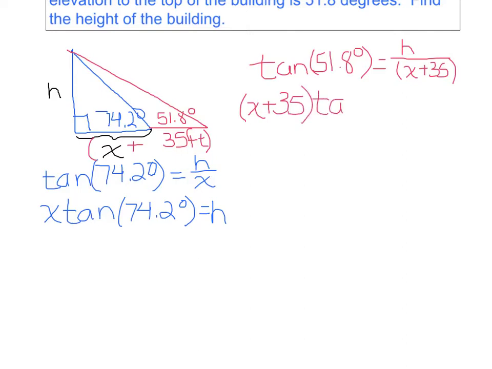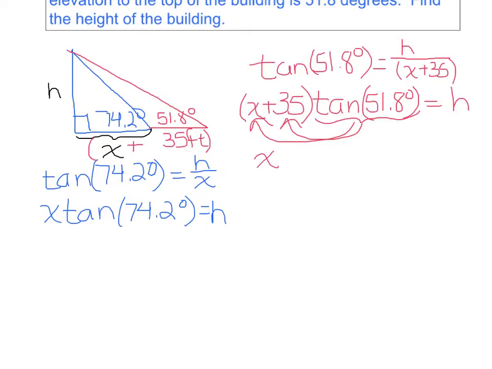So x plus 35 times the tangent of 51.8 degrees equals h. Now, another thing to be careful for here is that this is just a number and it needs to be distributed to both of these terms. So in the end, it's going to give us x tangent of 51.8 degrees plus 35 times the tangent of 51.8 degrees equals h.